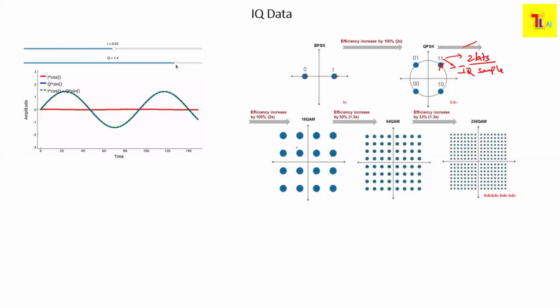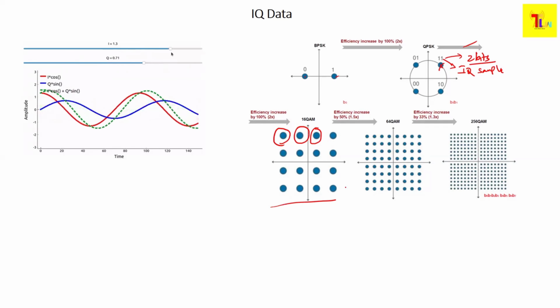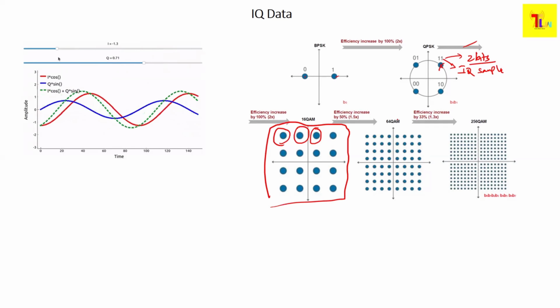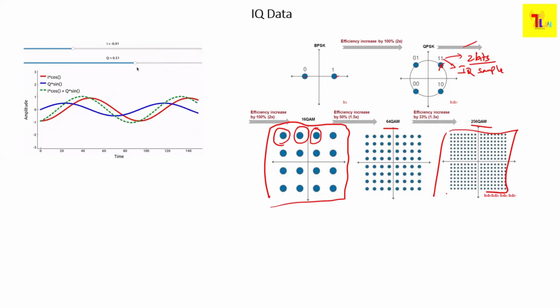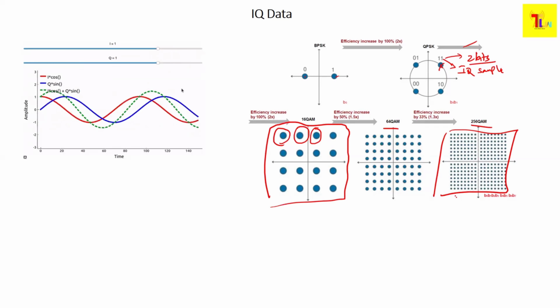Similarly, for 16 QAM, 16 symbols should be presented. So you see there are 16 symbols in this constellation. Similarly, 64 QAM will have 64 symbols, then 256 QAM will have 256 IQ symbols. So this is how practically you will be seeing IQ data and how it is represented.